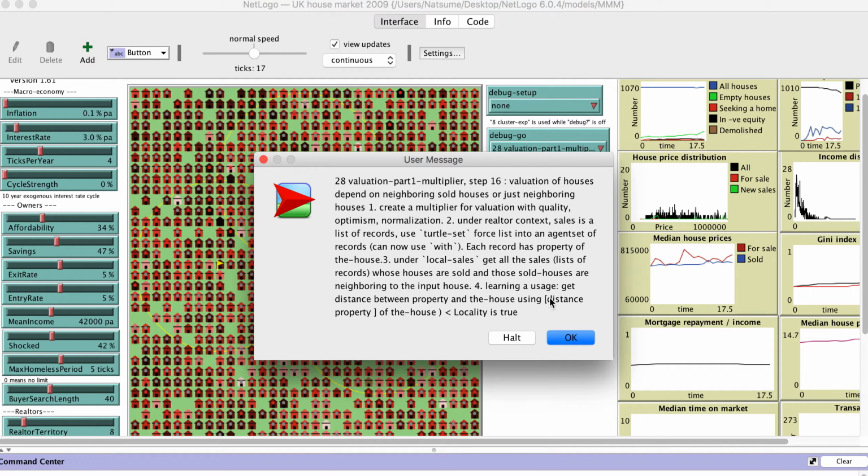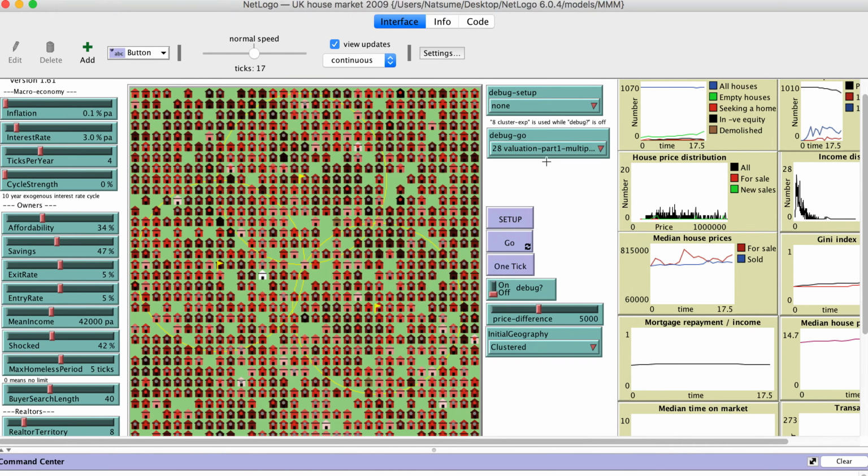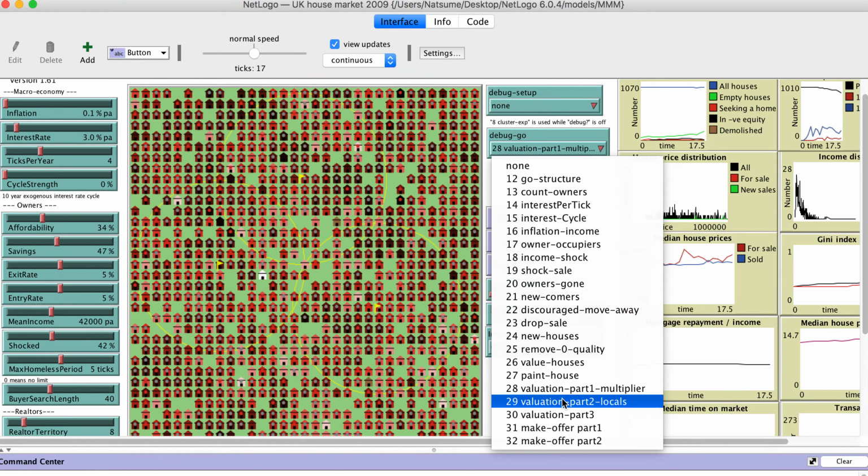And inside part one, we have a little language issue, which is what does this sentence mean? This sentence means the distance between this house and this property is smaller than the locality, which is a global variable. Okay, this is part one. Let's look at part two.